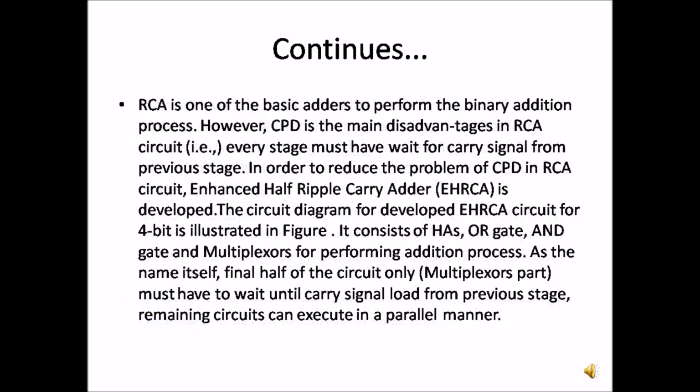RCA is one of the basic adders to perform the binary addition process. However, CPD is the main disadvantage in the RCA circuit. In order to reduce the problem of CPD in the RCA circuit, the enhanced half-ripple carry adder is developed. The circuit diagram of the enhanced half-ripple carry adder for 4-bit is illustrated in the figure. It consists of half adders, OR gates, AND gates and multiplexers for performing the addition process.